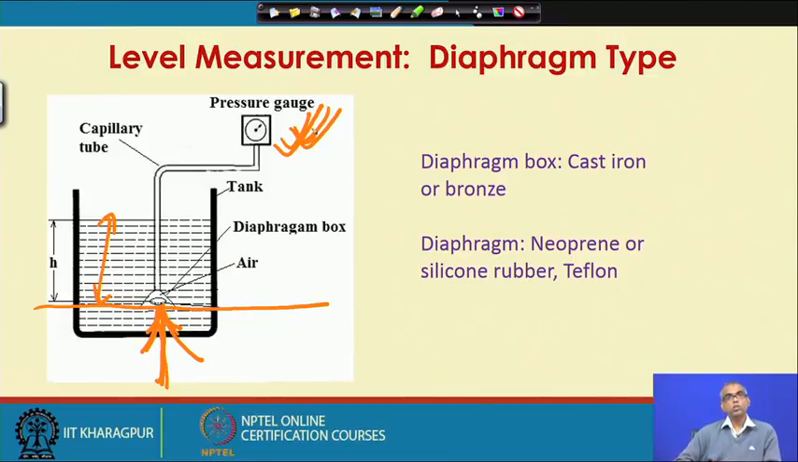So, it should be possible for me to calibrate this pressure gauge in terms of liquid level units. The diaphragm box is generally made of cast iron or bronze, and the diaphragm is made of neoprene or silicon rubber or Teflon.